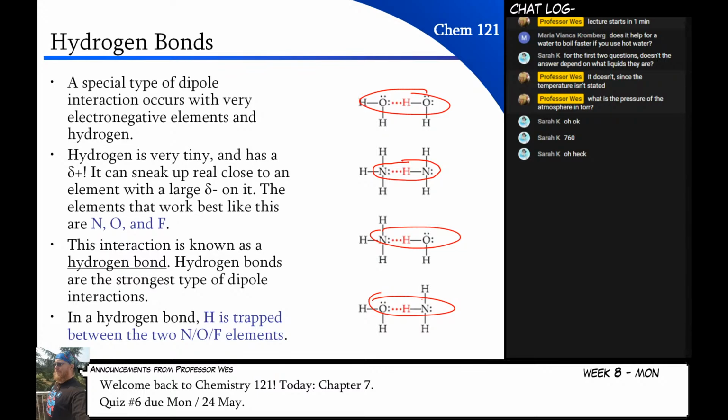Now, is it a bond? No, it's an intermolecular force. Remember that intermolecular forces are not bonds. Which is super confusing. Why would you call it a hydrogen bond? Because chemists suck. That's why. So you just have to remember a hydrogen bond is an intermolecular force that is just extra strong. It is not actually a bond.